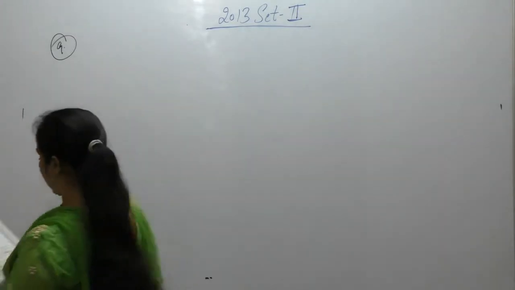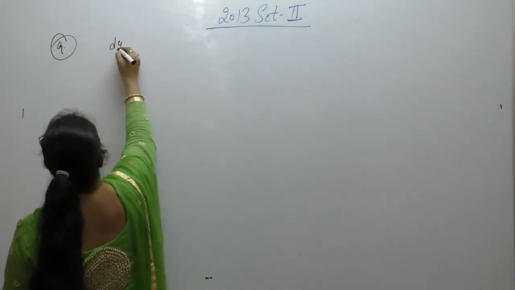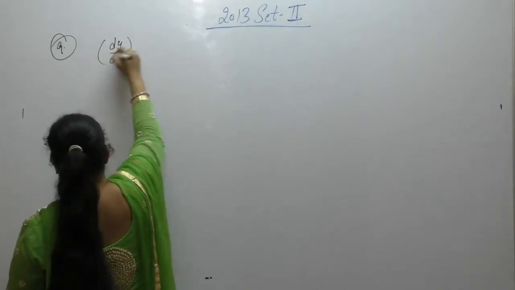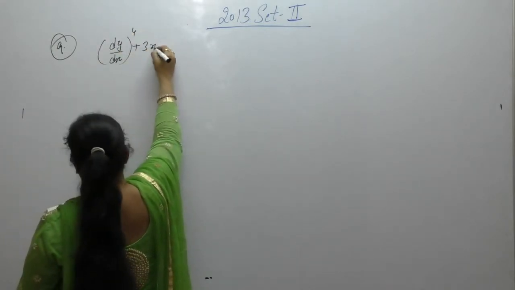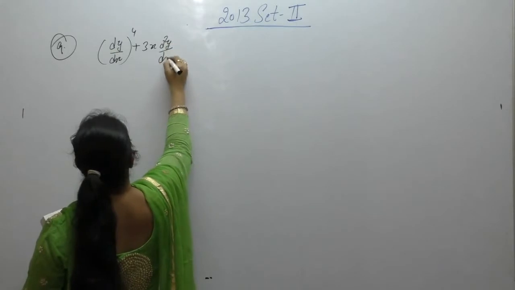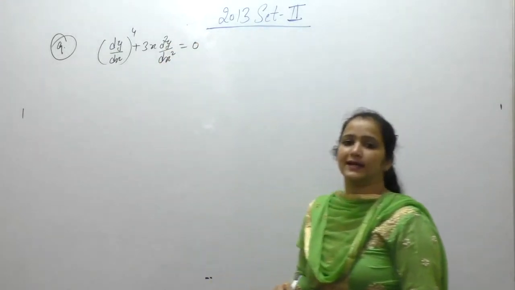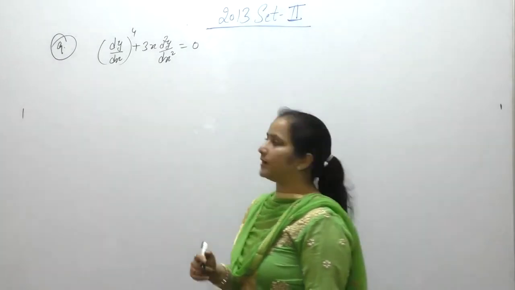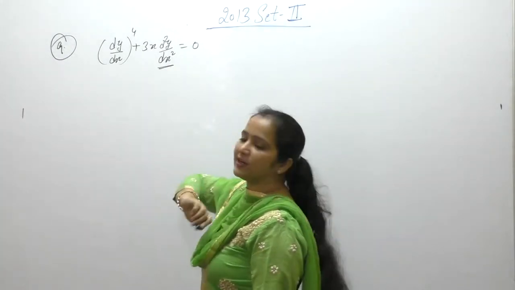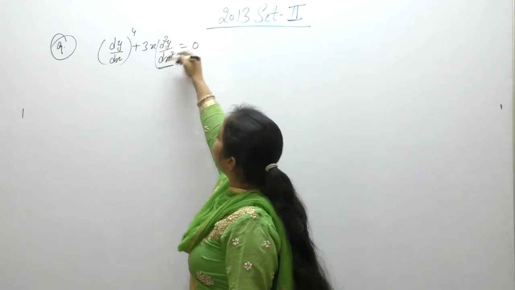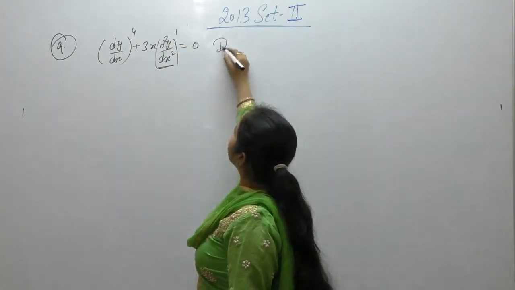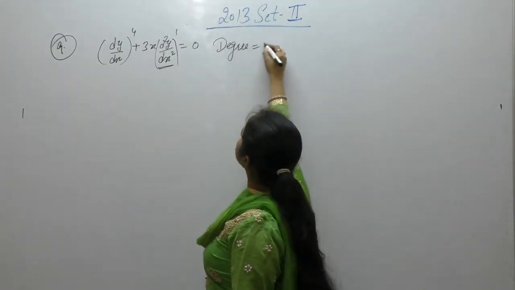Write the degree of the differential equation (dy/dx)^4 + 3x d²y/dx² = 0. Degree is the power of the highest order derivative. The highest order derivative is 2. Its power is 1. So the degree of the differential equation is 1.